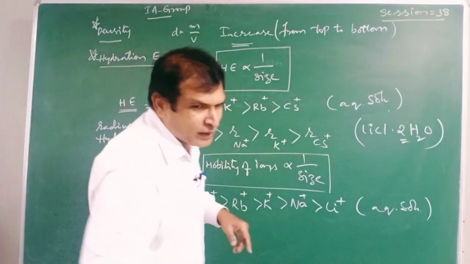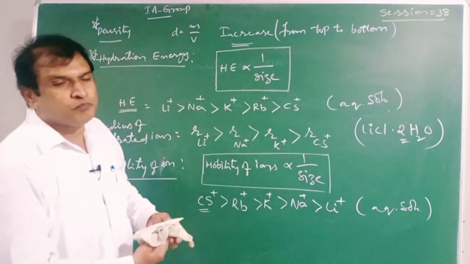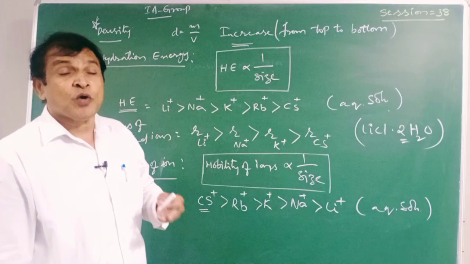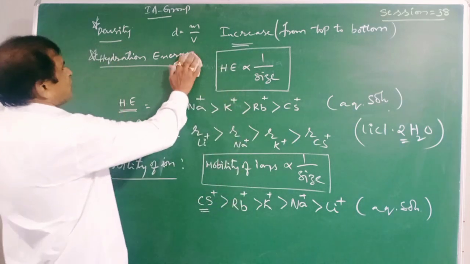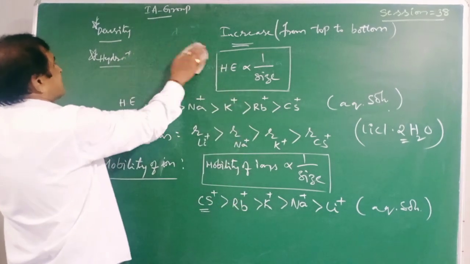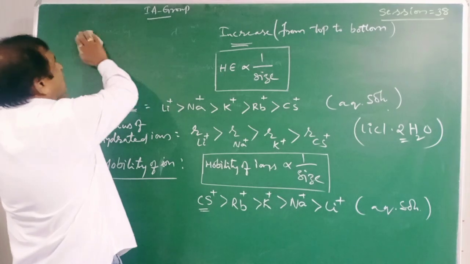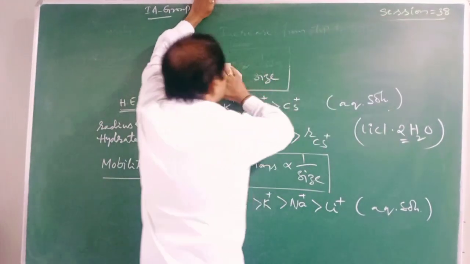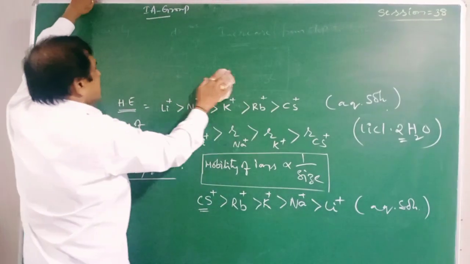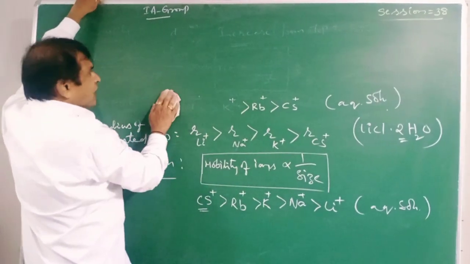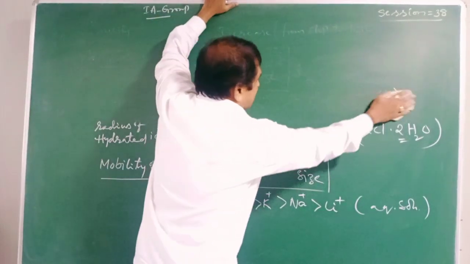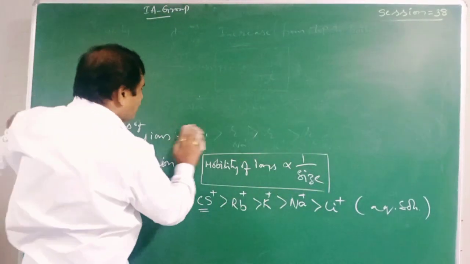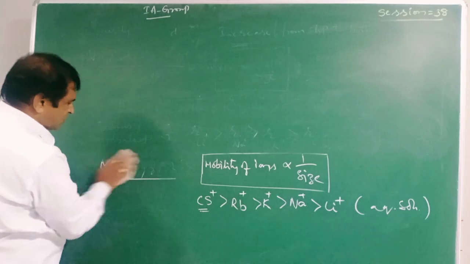Okay, the next concept is the flame test. The next very important concept of alkali metals is the flame test. What is the flame test? How can we perform that flame test? Let us see the concept of flame test, or flame coloration test. How can we perform that flame coloration test?